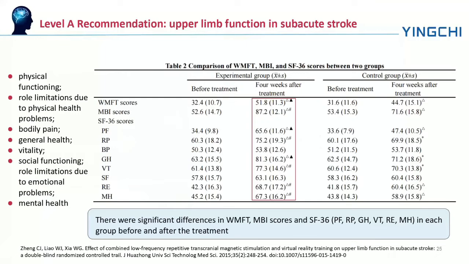And they also measured other scores, and I have listed the detailed explanation of these abbreviations. And the results show that there were significant differences in these scores in each group before and after the treatment. And compared to the group that uses only VR training, the group with both TMS treatment plus VR training therapy has gained the best results.